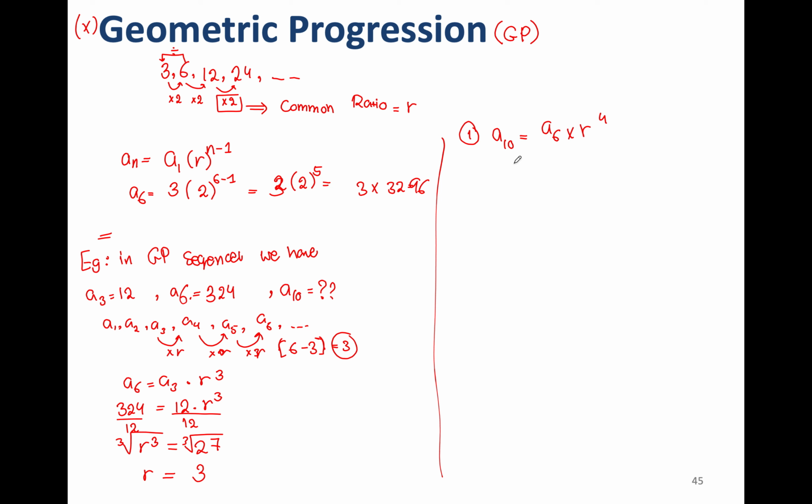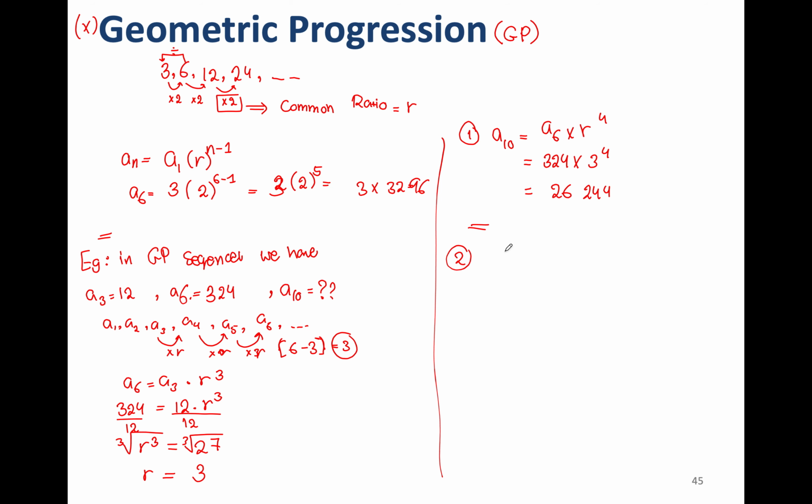Now A8 is known. A10 is equal to 324 multiplied by R. We got R as 3 to the power 4, and this is equal to 26,244. Or we can use the other way, where we need to find the first term, and then from the first term we can get the 10th term.